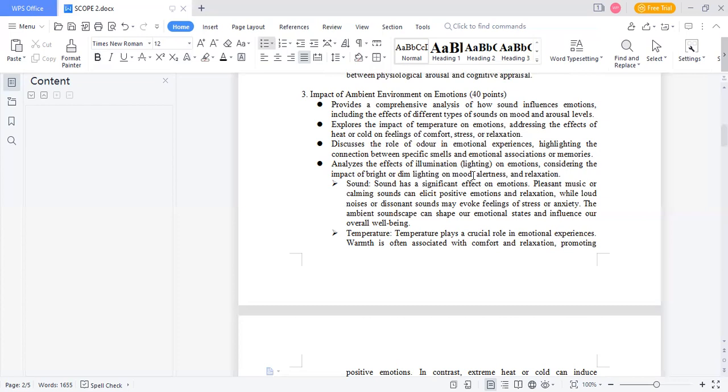All right. So explore the impact of temperature on emotions, addressing the effects of heat or cold on feelings of comfort, stress, and relaxation. Also discuss the role of odor in emotional experiences, how odor can influence emotional experiences, the issue of designer perfumes and all such kind of aspects that one can put, as well as the messages that odors can send, highlighting the connection between specific smells and emotional associations or memories.